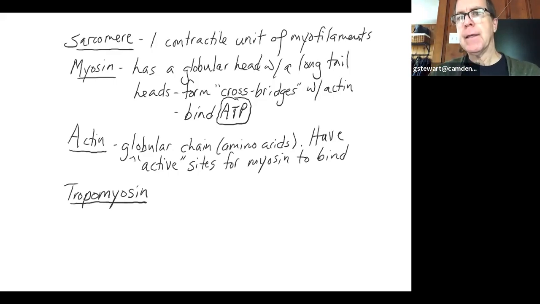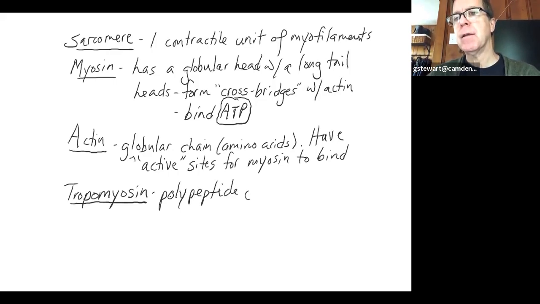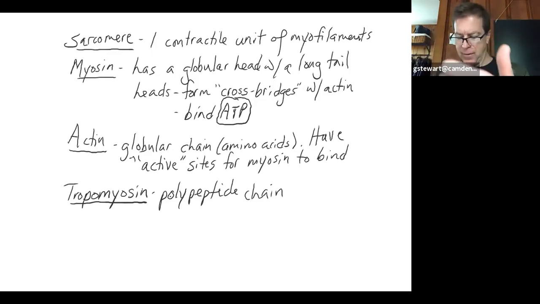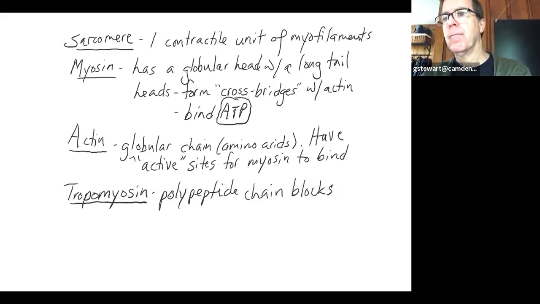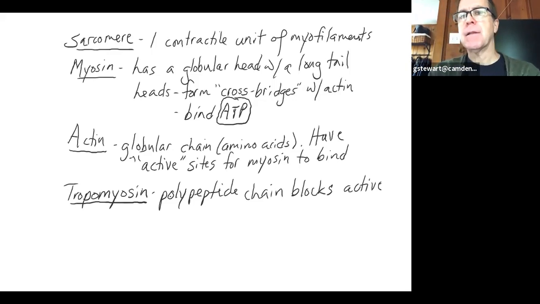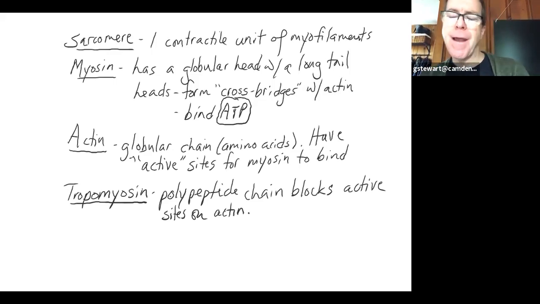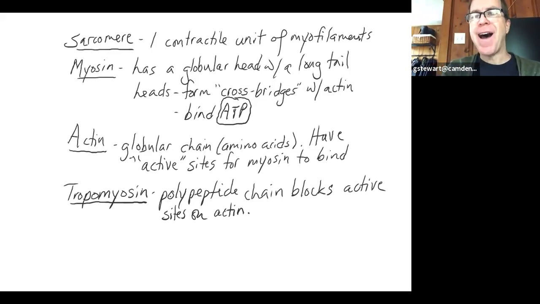Tropomyosin is also a polypeptide strand. That just means a chain of amino acids. Peptide is just a long chain of amino acids. So it's a polypeptide chain or strand that blocks the active sites on actin. That's so that myosin cannot bind to actin. This is the situation when our muscles are relaxed in a non-contracted state.